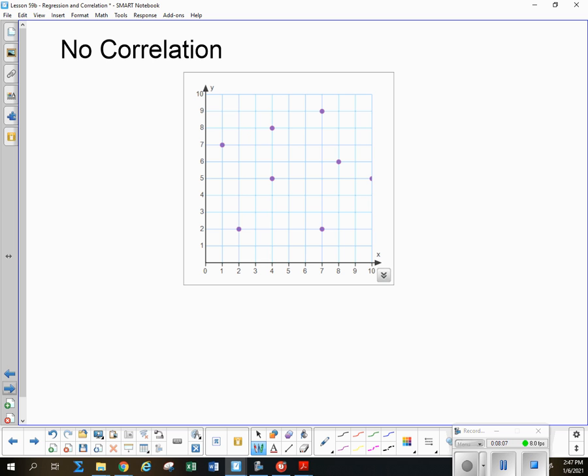No correlation would mean they're all over the place. Should I draw a line that goes down? Or should I draw a line that goes up? Those all look about the same. I can't even tell whether it needs to slope up or down. So that's no correlation, or pretty close to 0 for the R value.